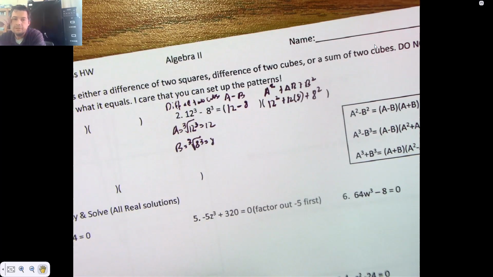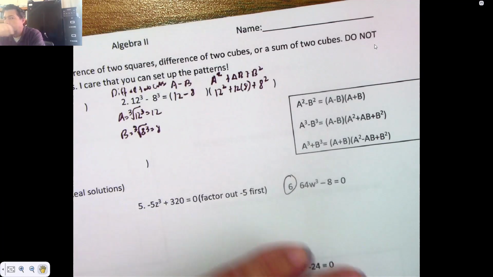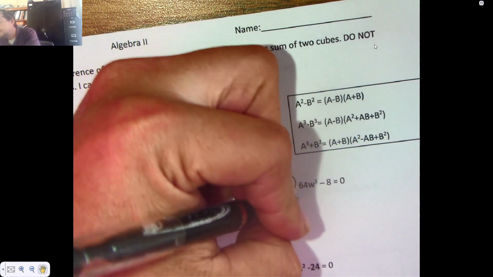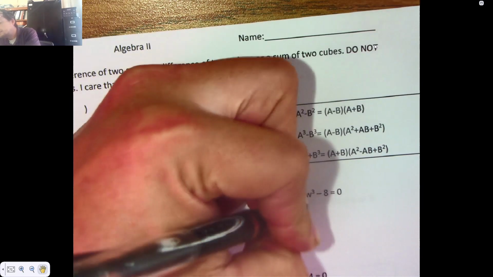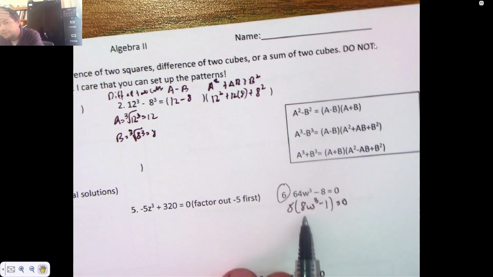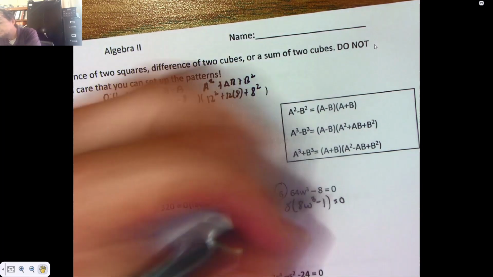All right, some of the factoring. Let's do 6. I'm going to pull an 8 from both pieces. That's going to make it 8w cubed minus 1 equals 0. And I know that this is a cube, and I know that this is a cube.